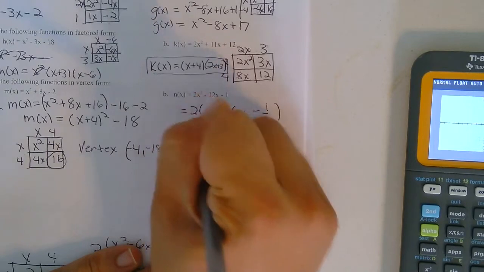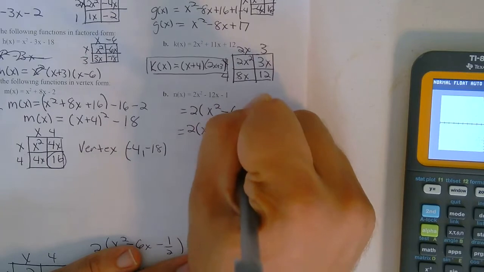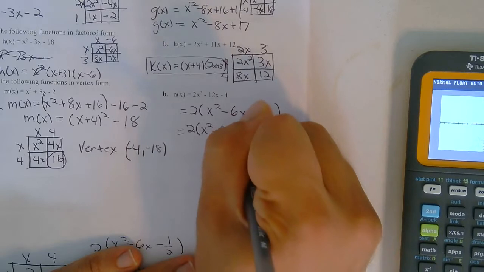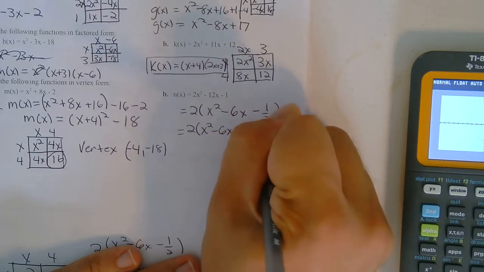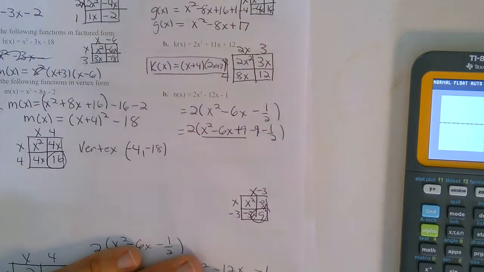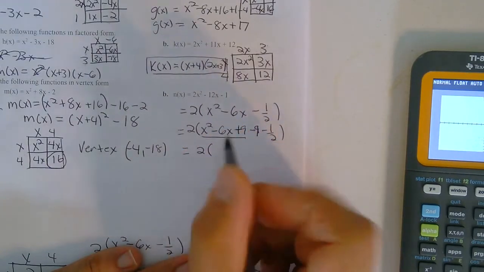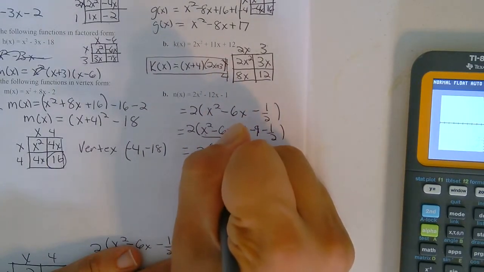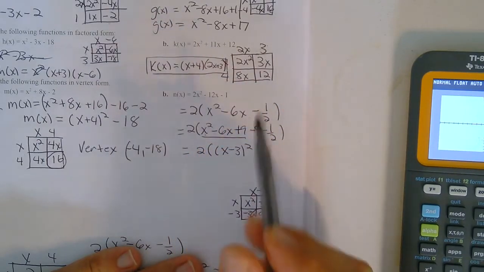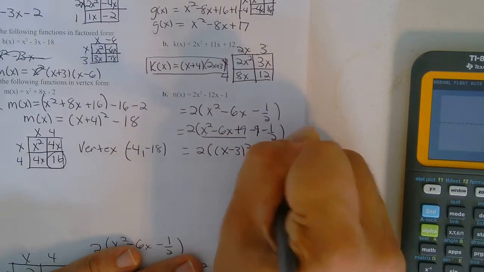So what I need to do is take this piece, the 9, and add 9, and then also subtract 9. So this becomes 2 times x squared minus 6x plus 9, but now I also subtract 9 and then subtract 1/2. This part becomes a perfect square. So we have 2 times, and I'm going to leave a parenthesis here, x minus 3 squared. And then here I'm going to write this as minus 9.5.